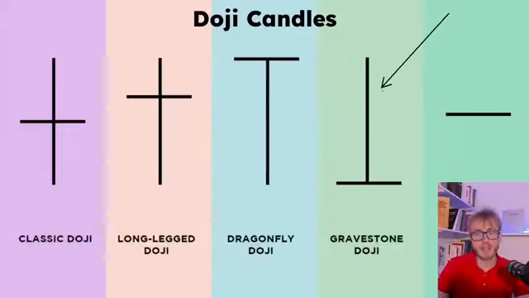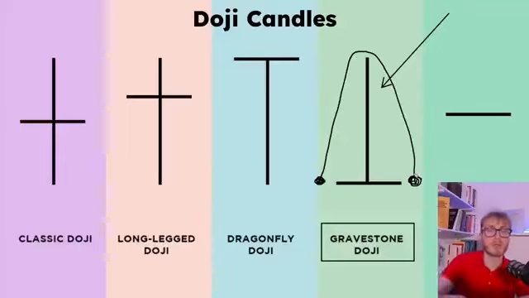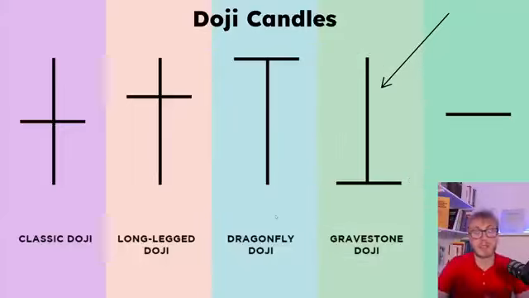The next doji candle, the Gravestone Doji, is pretty much the opposite of the Dragonfly. You can see in this case, it opened all the way down here. The bulls managed to push the price up, but before the close of the candle, the bears took full control once again and managed to push the price down to the opening price. So this right here is a bearish reversal pattern, especially if it comes after an uptrend.